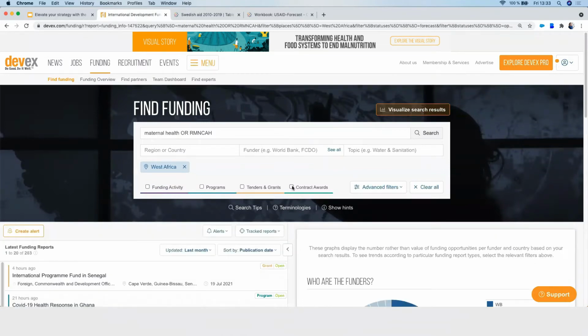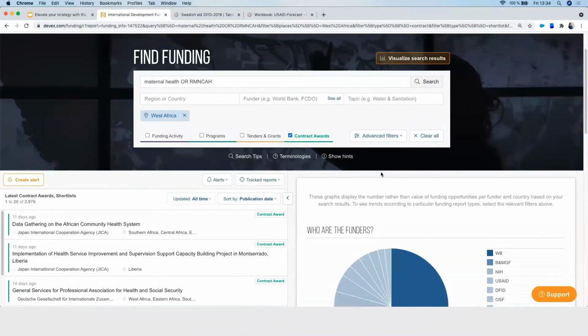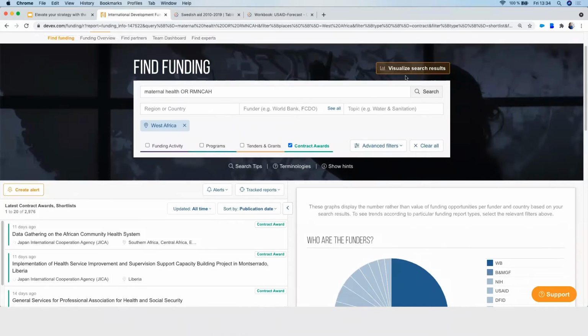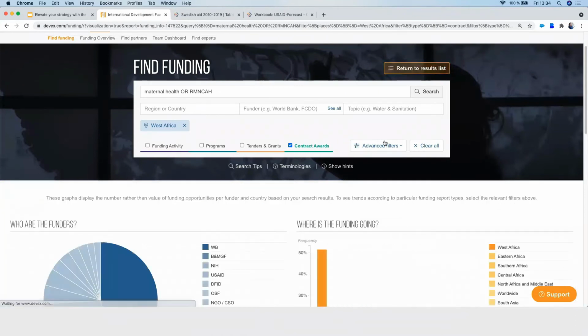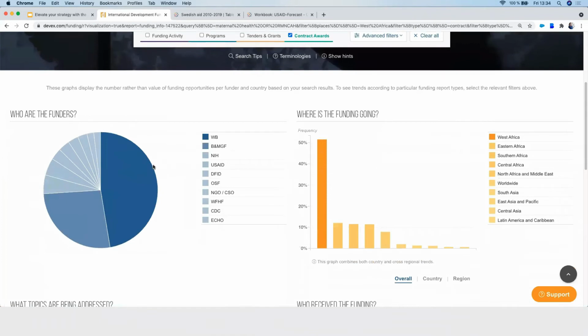Now, as well, if I'm looking to find partners in this space, it would be crucial to look at those contract awards to have a big picture view on who the main implementers of the projects are, but also know who the top funders are investing in maternal health in West Africa. So that's where I can visualize the search again. And that takes me to, again, having the World Bank in first place.